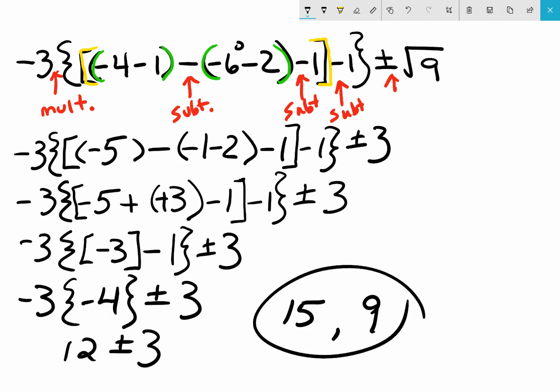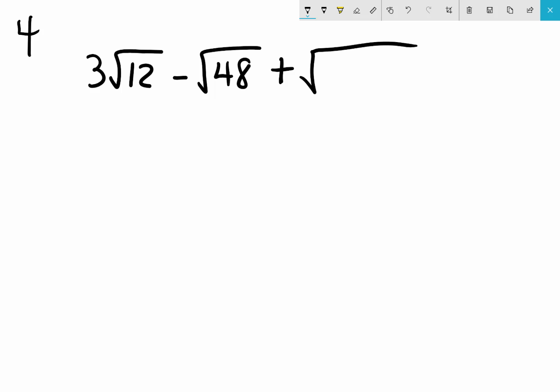All right, let's look at number 4. All right, we've got some radicals. 3 square root of 12 minus square root of 48 plus the square root of 30,000.